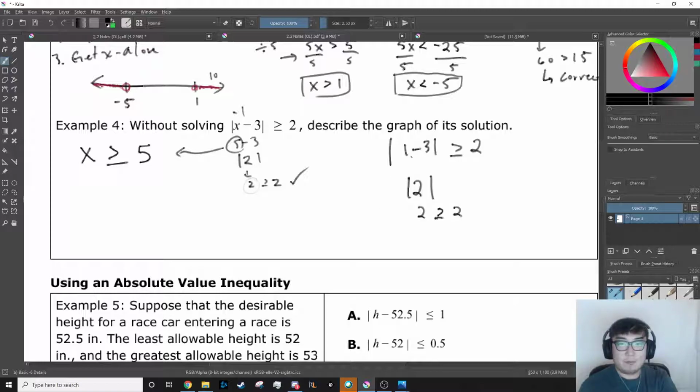So 1 became the reason why these statements became equal, and I know that if I take a smaller number like 0, 0 minus 3, which is negative 3, and if I take the absolute value of that, that's 3. We're going away from our solution, but we're keeping our statement true. So that means my x is getting smaller from 1. So x is less than or equal to 1.